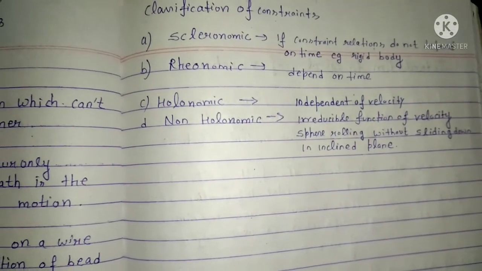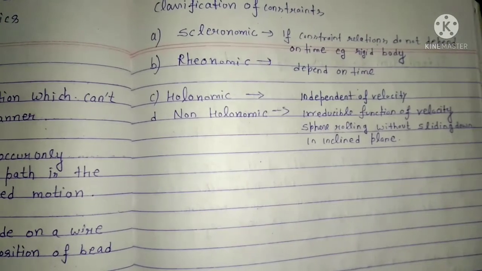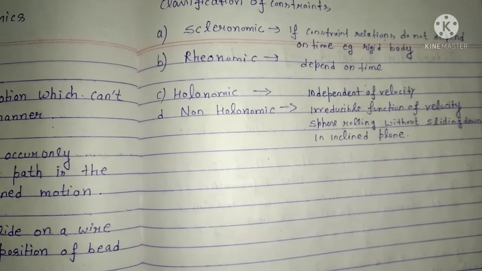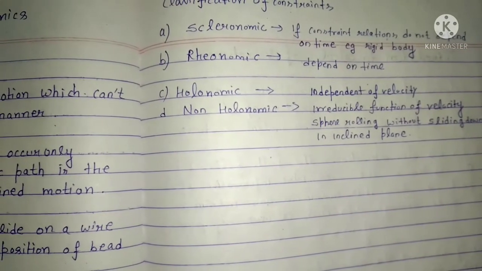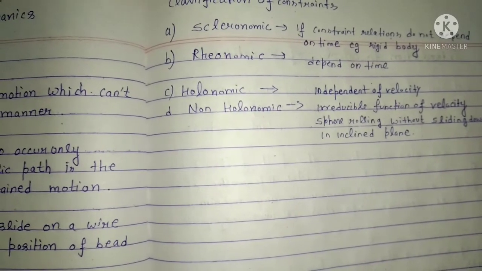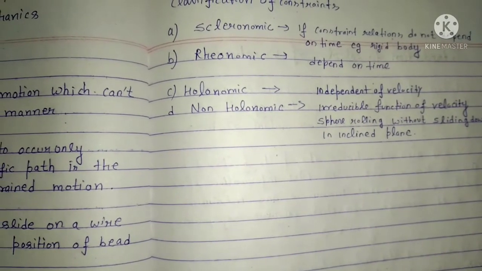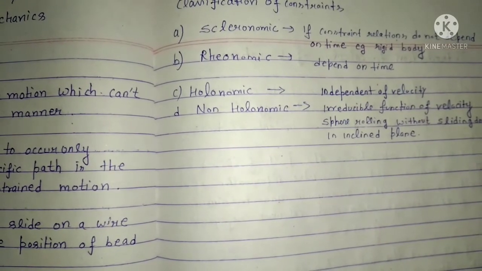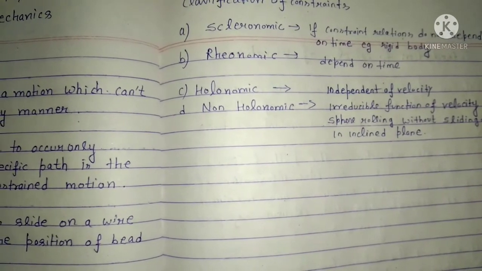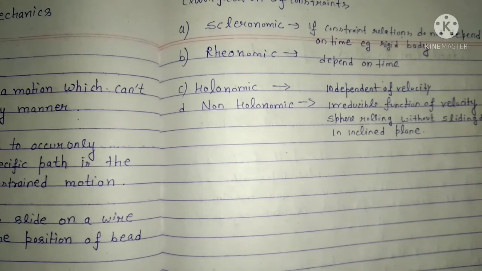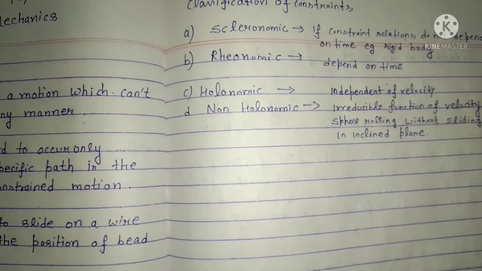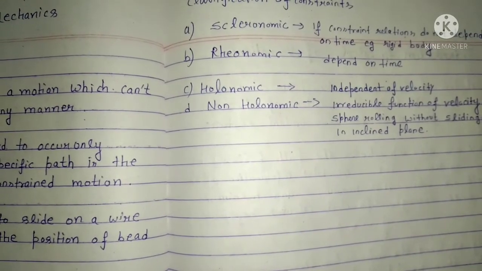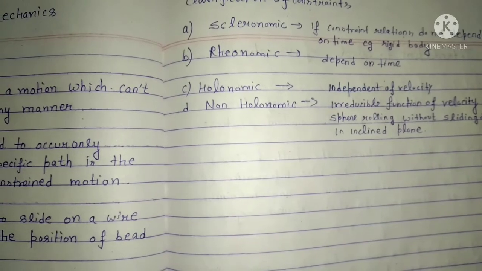So let us take a look at the classification of the constraint. Here in this video I included only 4: scleronomic constraint, rheonomic, holonomic and non-holonomic constraint. If the constraint relation does not depend upon time, that constraint is called scleronomic constraint. Example, a rigid body. In rheonomic, if the constraint relation depends upon time, that relation is called rheonomic constraint. In this case, you can take the example of bead sliding on a moving wire. अगर एक ऐसा बीड है जो स्लाइड कर रहा है मूविंग वायर पर, तो rheonomic constraint का एग्जाम्पल है.